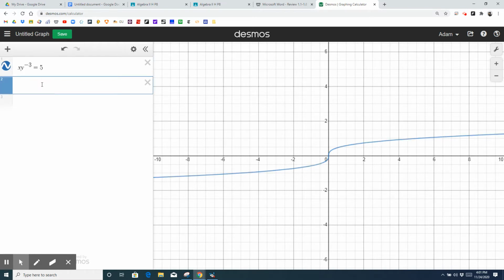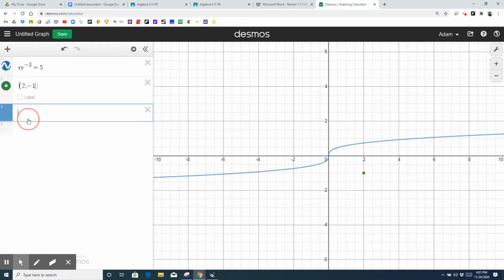Now, let's say I had a point (2, -1). If I wanted to rotate that 180 degrees about the origin, I would change the sign of the x value and change the sign of the y value. And that works for any point. If I made this (5, -1) and then changed the signs of the x and y coordinates, notice how that's 180 degrees about the origin.